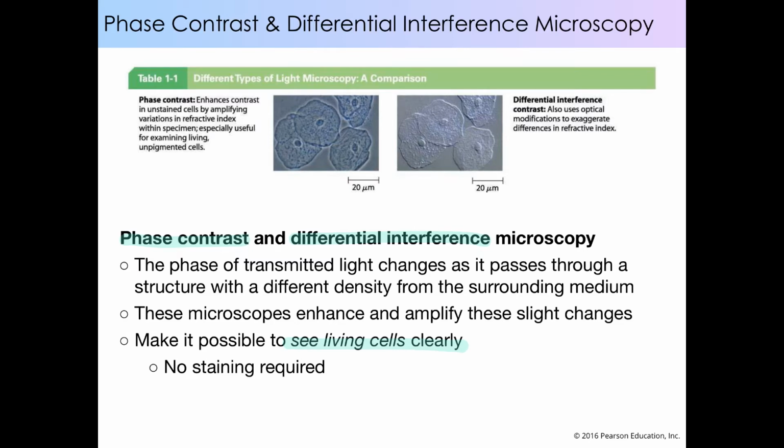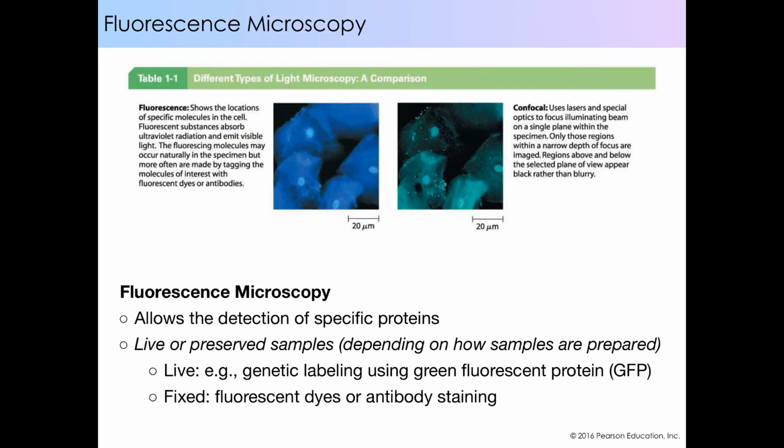However, since this is a type of light microscope and it has a limit of resolution of 200 nanometers in general, it would not allow us to see fine details. So structures like ribosomes, which are about 20 nanometers, could not be visualized using this type of microscope.